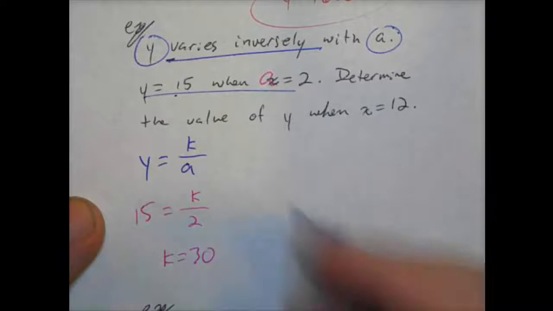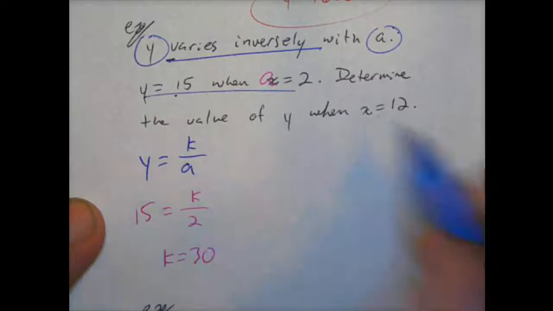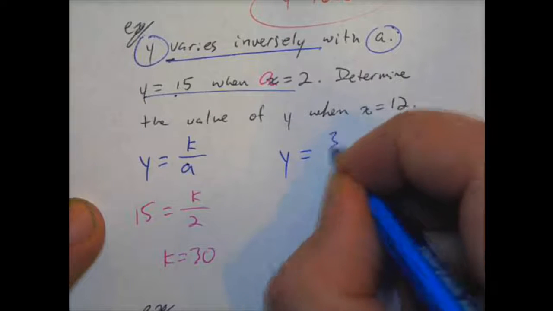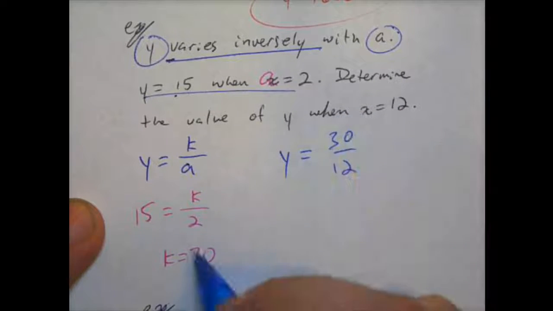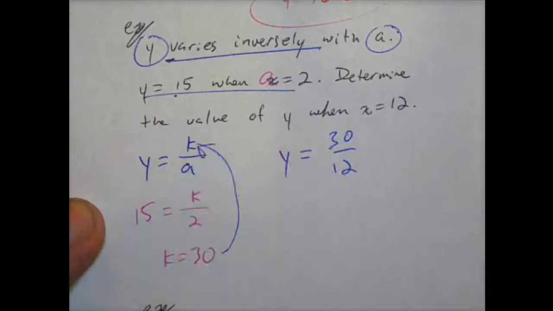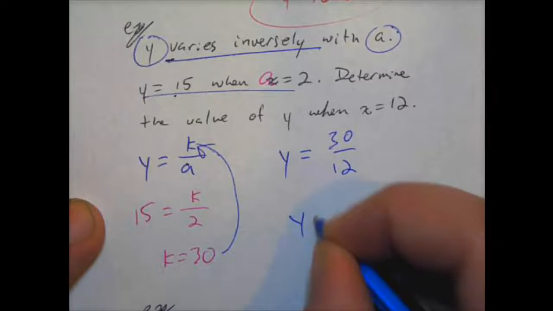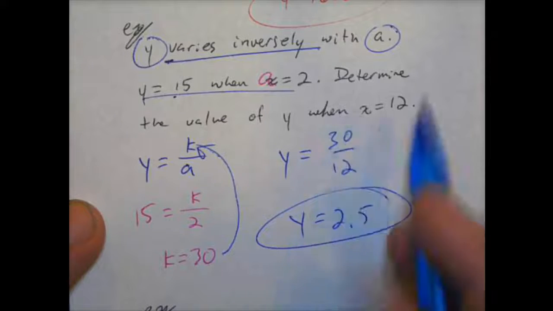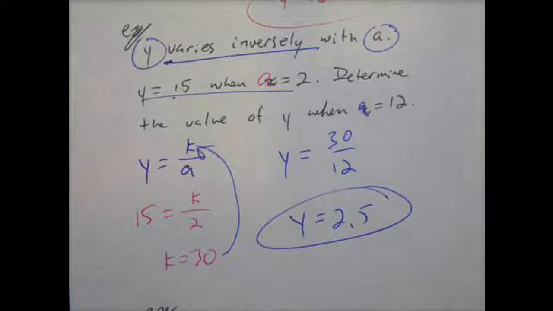Then it says determine the value of y when a is 12. So I'm looking for y when a is 12. So I have 30 divided by 12, since 30 is my k value. 30 divided by 12 is a beautiful number. It is 2.5. So y equals 2.5 when a is 12.